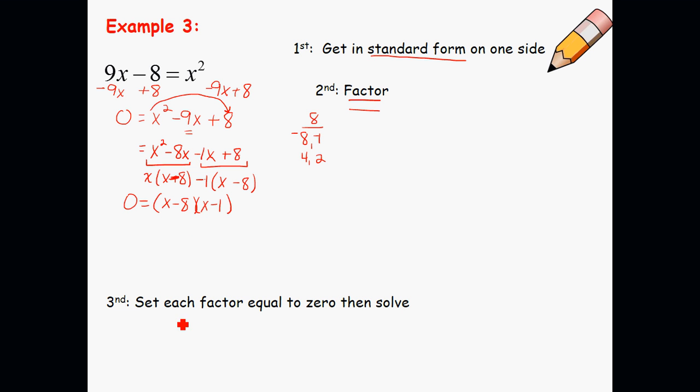Now after I'm done factoring, I set each factor equal to 0 and solve. So I would take x minus 8 here, set it equal to 0. I can add the 8 over, add the 8 over. I have x equals 8. And if I take the x minus 1 factor and set it equal to 0, I would add the 1 over and I get x equals 1. Okay, so factoring allows us to break apart a quadratic equation here into different little factors that you can then set equal to 0 and solve to reveal our two solutions.